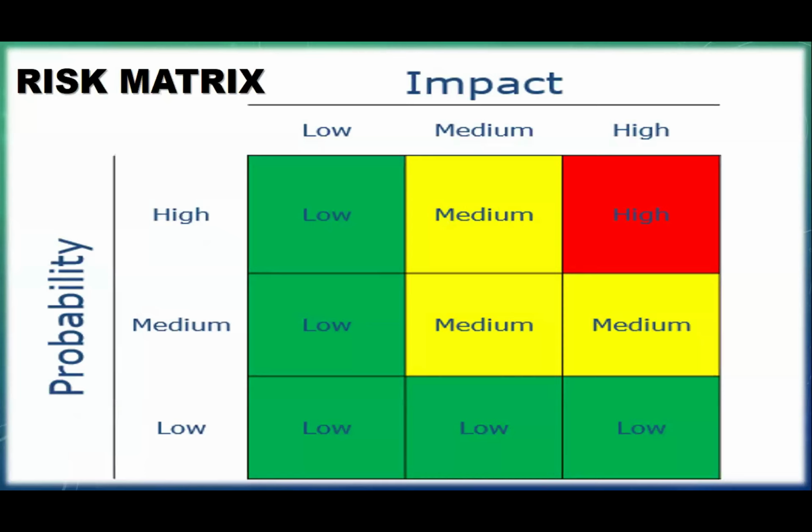The matrix can be 3 by 3 or 5 by 5. It depends on the organization what type of risk matrix they want to use. The green one is the low risk, the yellow one is the medium risk, and the red one indicates the high value of risk.